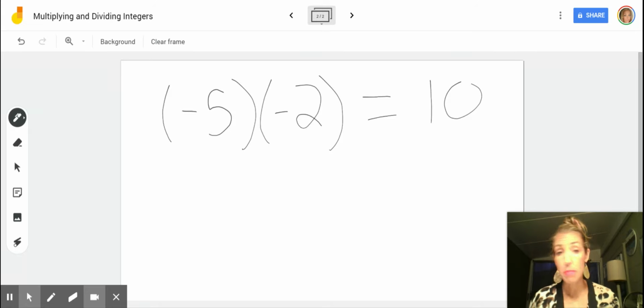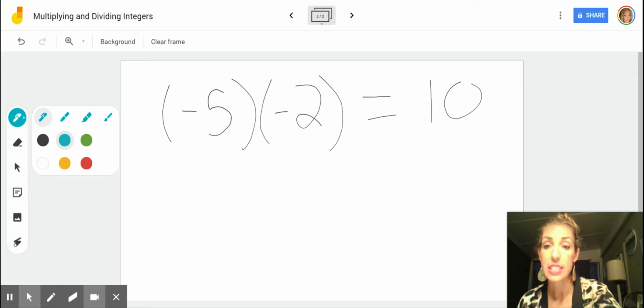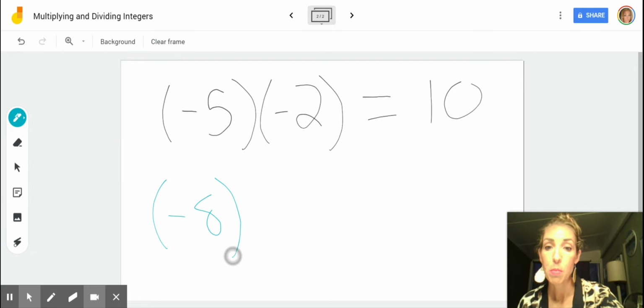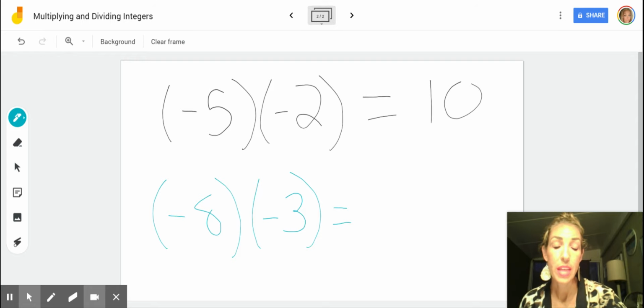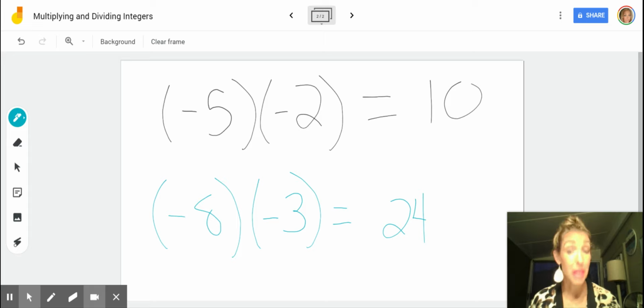We don't use the same adding algorithms where it's 2 negatives, add and keep the negative sign. It's not 2 negatives, multiply and keep the negative sign. 2 negatives in multiplication makes your final answer positive. So let's do another example. -8 multiplied by -3. What would that be? 24 or -24? Positive, because we had 2 negatives.